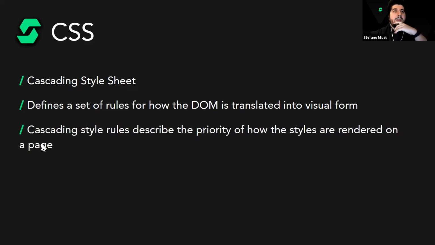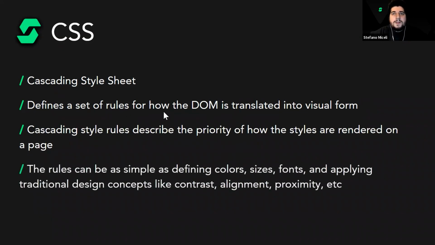CSS defines a set of rules of how the DOM is translated into visual form. So everything that you want to be displayed needs to be written in CSS somehow. Cascading style rules describe the priority of how the styles are rendered on the page, so the word priority is key here, and we are going to see how this comes into play. There are some things that give our CSS rule more power over another rule. It depends on a few factors.